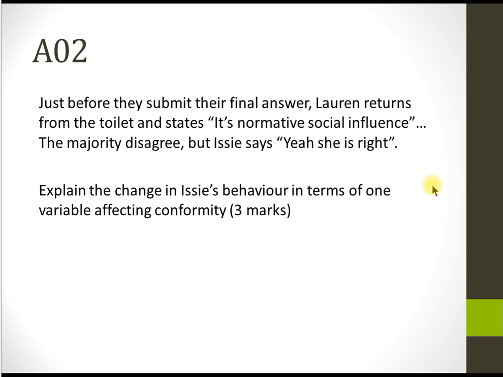Another AO2 question here, 3 marks again. Just before they submit their final answer, so we're still talking about Izzy, Lauren returns from the toilet and states, it's normative social influence. The majority disagree, but Izzy says, yeah, she is right. Explain the change in Izzy's behaviour in terms of one variable affecting conformity. 3 marks.